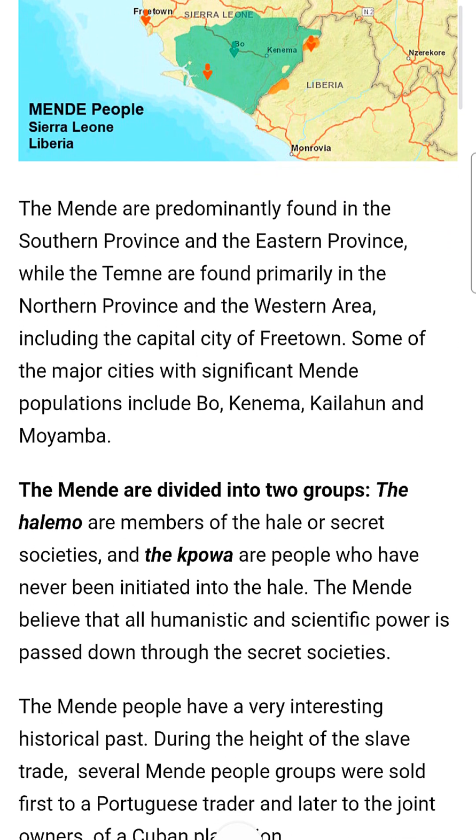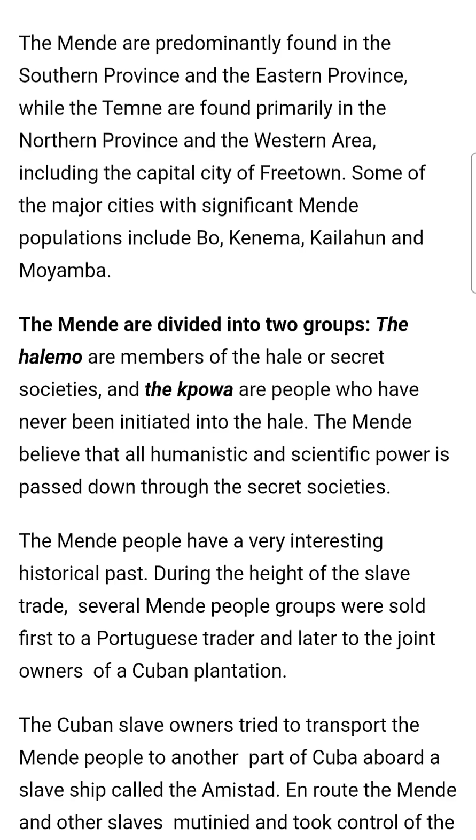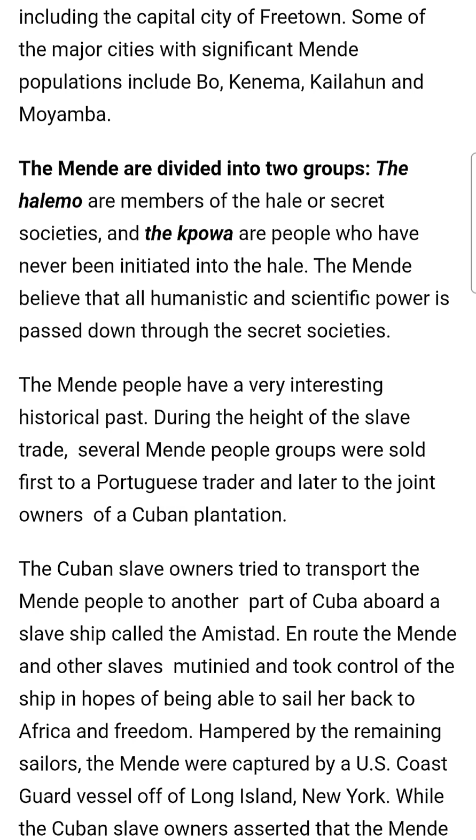So it'll tell you here the Mende are divided into two groups, the Halemo and the Kpoa, and basically it speaks about a lot of the spiritual practices. There are a lot of secret societies. It'll tell you about who their colonizers were.